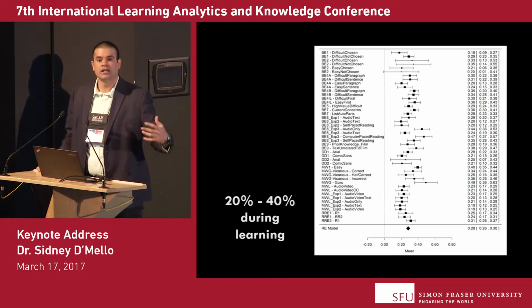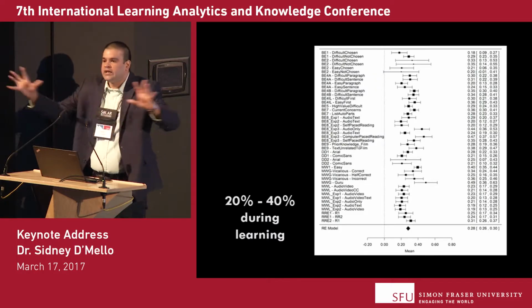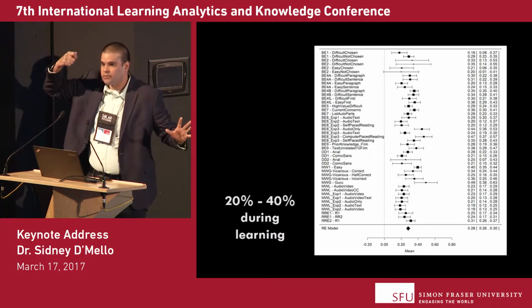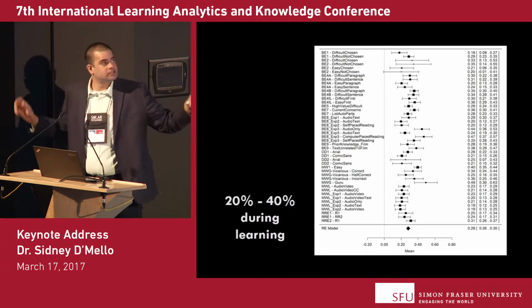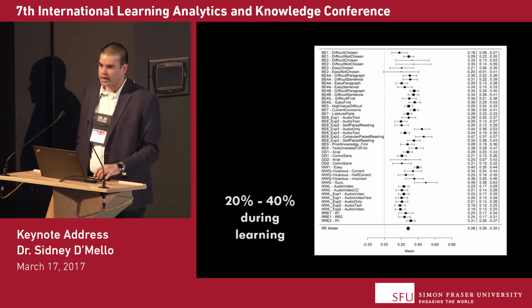The other type is what we call self-caught mind wandering. This is the more naturalistic thing. People are just reading uninterrupted, and when they catch themselves mind wandering, they hit a key. So this is mainly probe-caught, but there's also some self-caught, and you can notice it's pretty prominent.